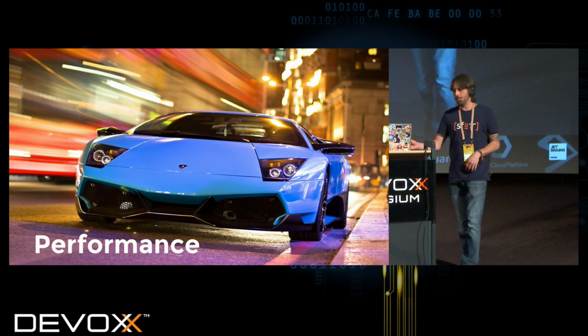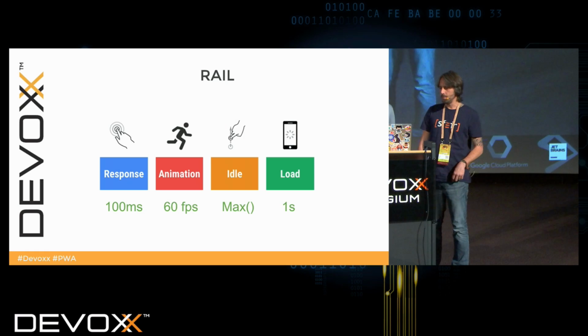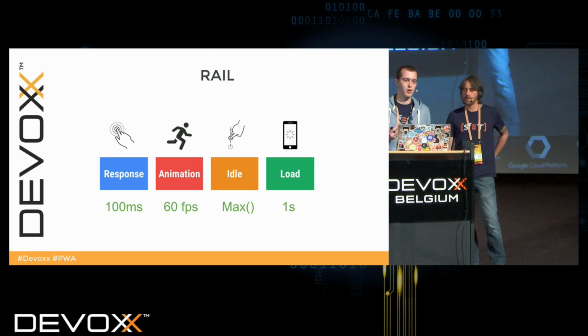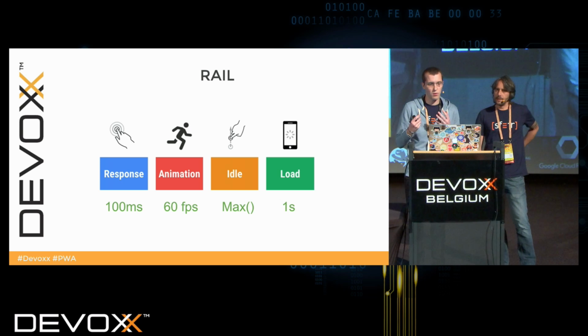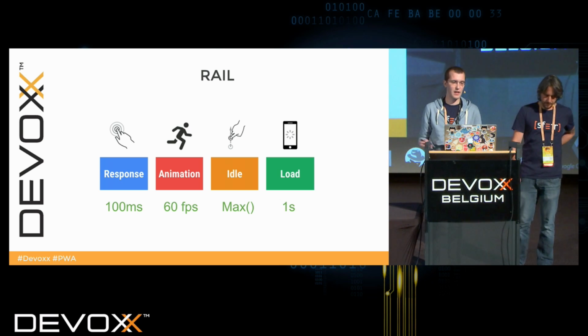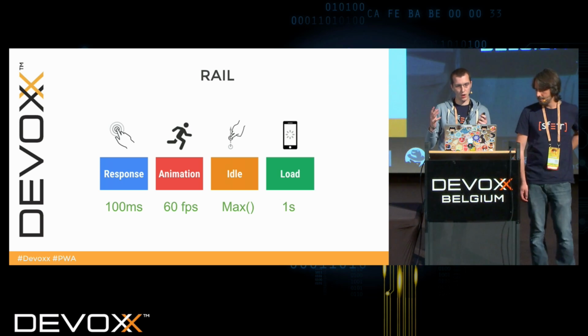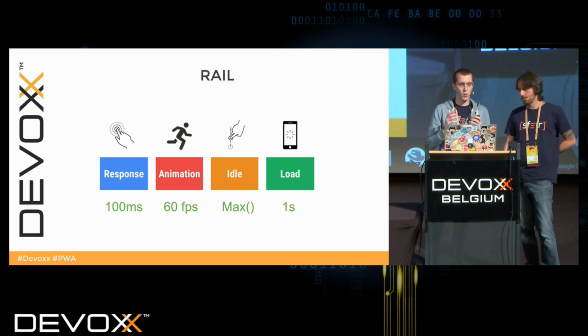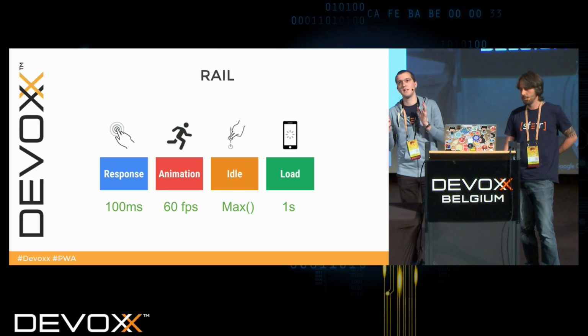Talk about performance. For performance, we have RAIL. RAIL is a user-centric metrics for your apps with its life cycle. So when a user inputs, you have a response. You must respond in 100 milliseconds before a user notices a lag. Your animation must be in 60 FPS.